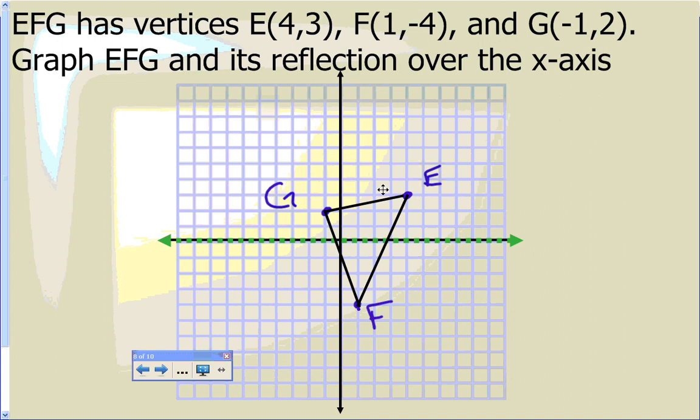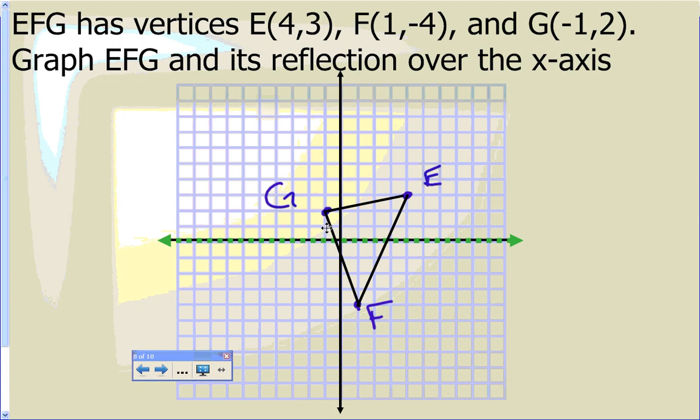So think about this. Point G and point E are going to get flipped over to this side. G and E are going to get flipped over here. Point F is going to get flipped over to here. So you're still counting how far away you are from the line of reflection and flipping it over to the other side, the same distance.